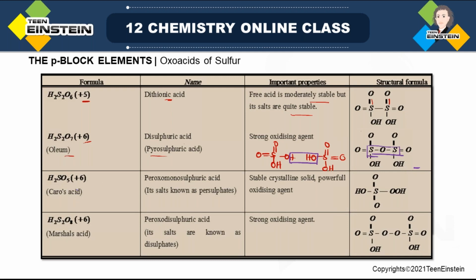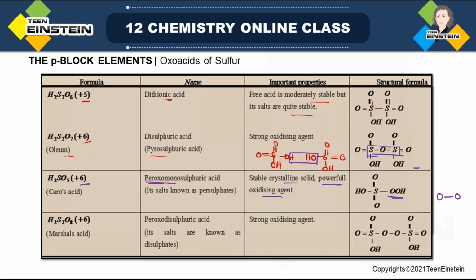And the next one, H2SO5, this is also +6. This is peroxomonosulfuric acid, and when it is in salt form, it will be persulfate. Now, as peroxo is mentioned, that means an O-O bond is present. See? So that is why it is peroxo. It is a powerful oxidizing agent, and the reason behind it is that as it has a peroxo linkage, obviously it will be a powerful oxidizing agent.